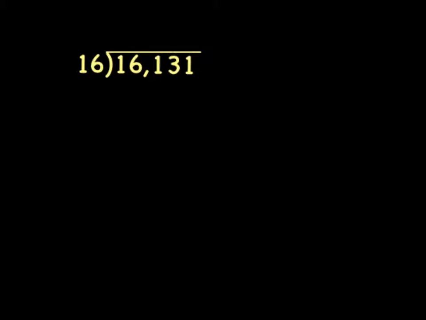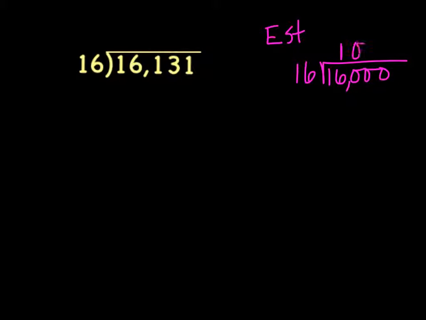Okay, 3, 2, 1. We are back. We're going to go ahead and estimate first. And this is an easier one, I think, because I can just think of this as a divisor of 16 and a dividend of 16,000. And I know 16 works with 16 one time. And that means it works with 16,000 1,000 times, because 1,000 times 16 would give us 16,000. My quotient's going to be around 1,000.